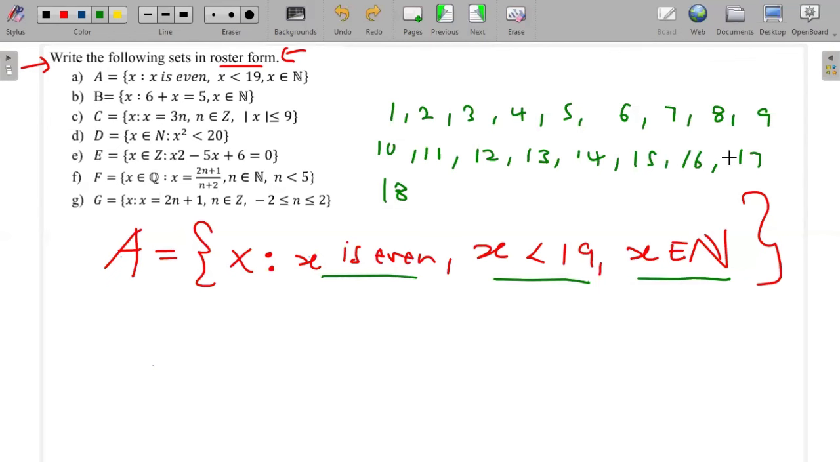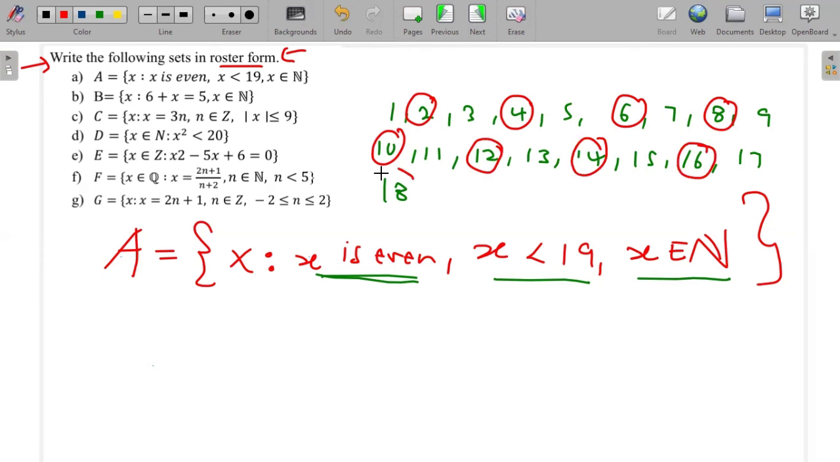And of these numbers, which ones do we pick to be in this set? They said x should be even. So of these numbers that are less than 19, I'm just going to pick the ones that are even, meaning those numbers that I can divide by 2 without leaving any remainder. So the first one will be 2, 4, 6, 8, 10, 12, 14, 16, and then 18.